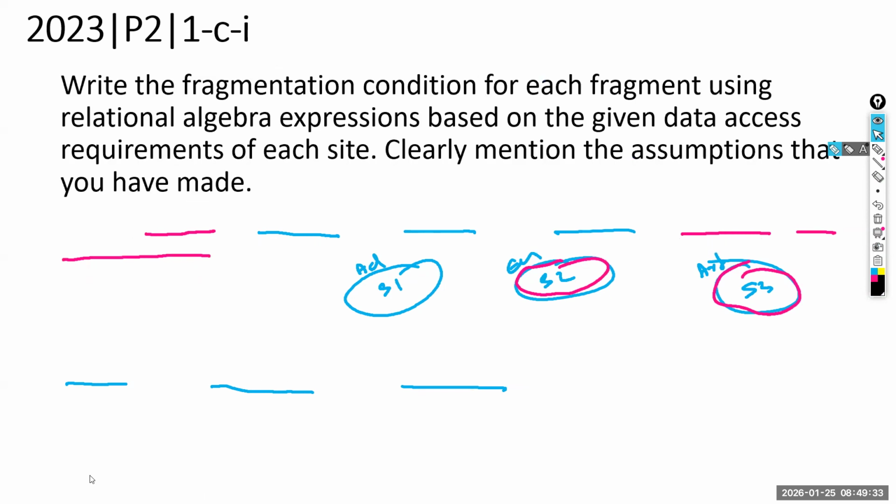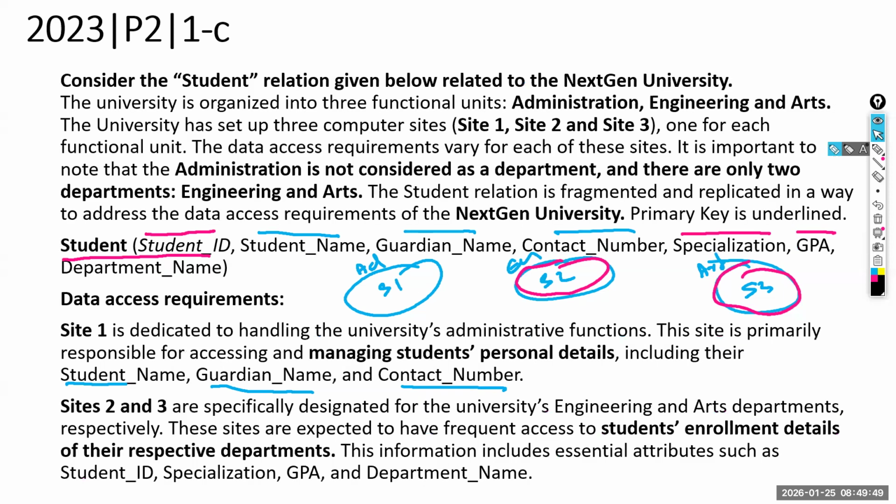Write fragmentation condition for each fragment using relational algebra expressions based on the given data access requirements of each site. Clearly mention the assumptions that you have made. So that means you need to write it using relational algebraic expressions. Basically, you need to do pi here because it's only one table, right?